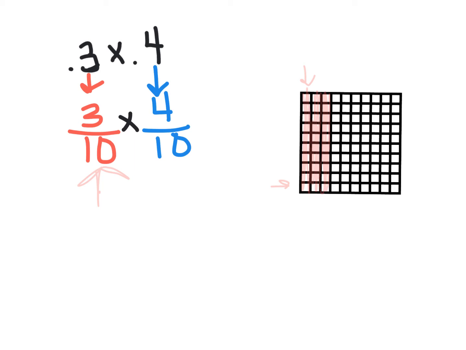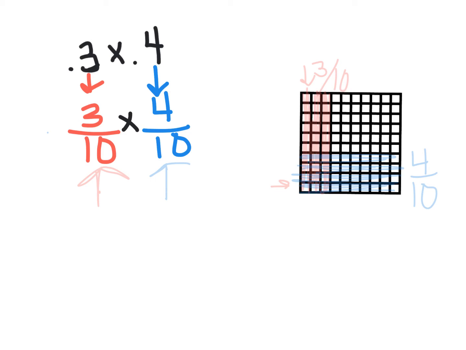So again, make sure you are copying down this example in your notes. Step 3 would be to shade the second factor, which is 4/10, in the opposite direction. So I'm going to shade 4 columns. So 2, 3, 4. So this is 4/10. I'll label it. And this is 3/10.